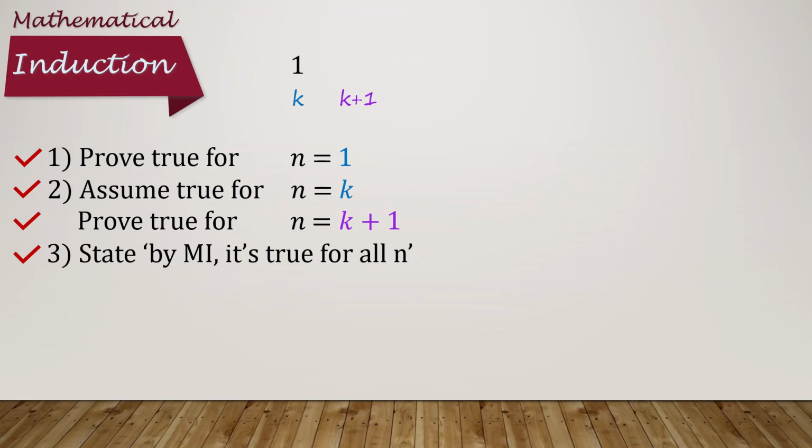Now if it's true for k plus 1, then it must be true for 2. Then we could simply say, well, now that we know that it's true for 2, we could let k equal 2. And seeing that k works, we know that k plus 1 works, so it must work for 3. We could do this forever. And so then it's true for all n. So now we've proved by mathematical induction that 2 to the power of n is strictly greater than n.